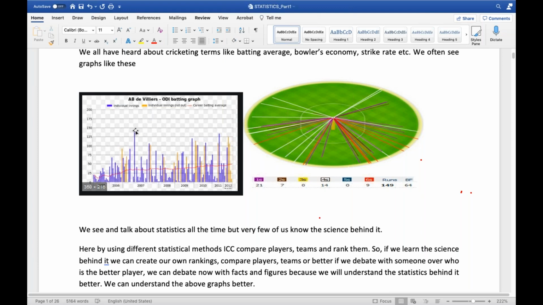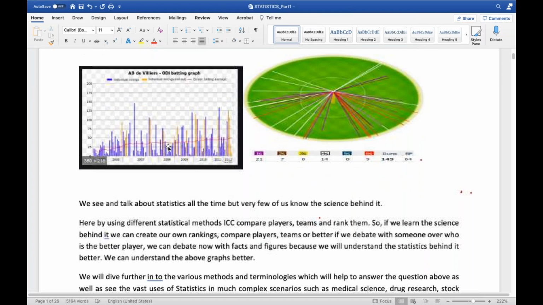Some players were reaching almost 150, sometimes 120, sometimes 100, sometimes more than 100, in between 125. This is a graph. You can see how many runs were scored in this particular year. Like this graph, we can also see how many sixes, how many fours, and how many singles were scored in this particular ground. See, this is the graph.